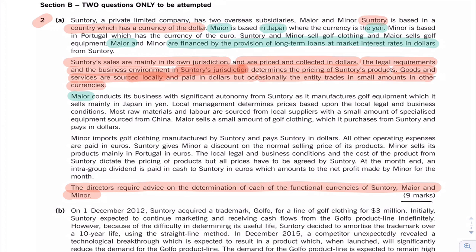Let's have a look. Hopefully this tells us it's primary. They conduct their business with significant autonomy. So if they're autonomous from Suntory, then that would make us feel that actually their functional currency is their own, the yen. It manufactures golf equipment, which it sells mainly in Japan in yen. So the effect on the sales price, the primary economic environment, yen. Local management determine the prices, autonomy, based upon local, legal and business regulations. So you say, right, primary again.